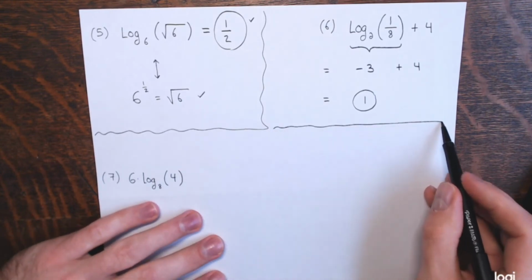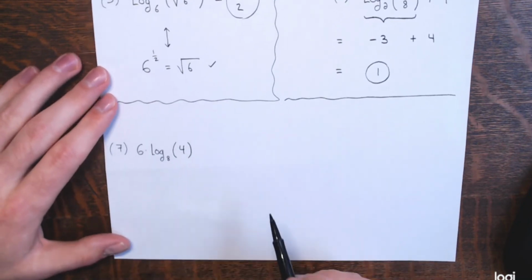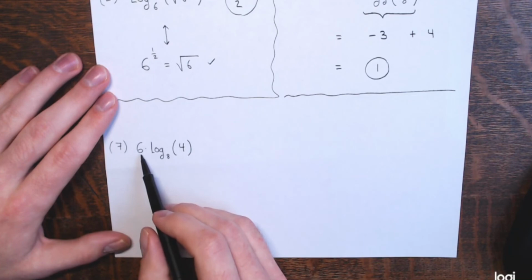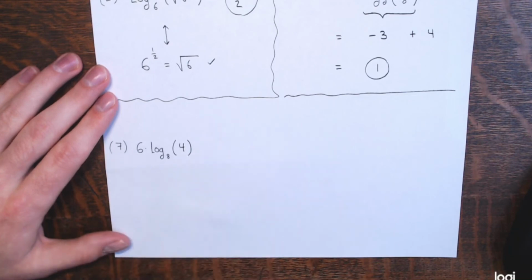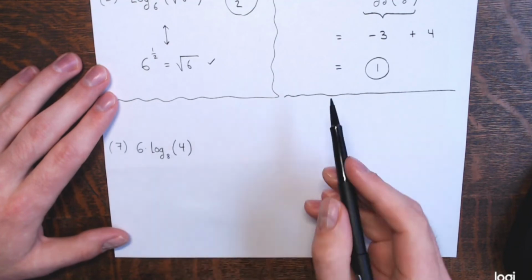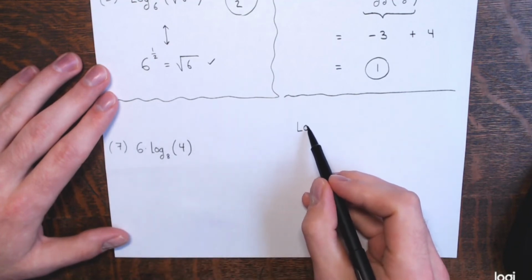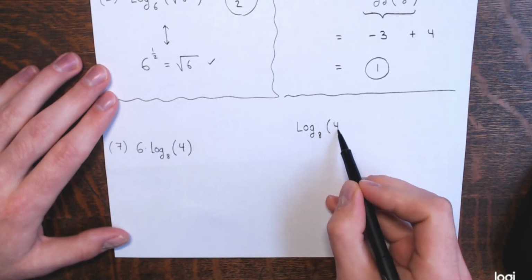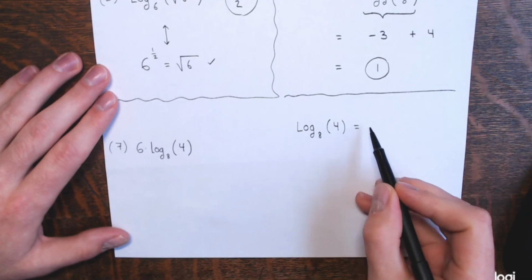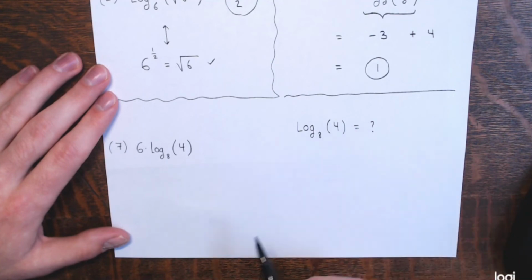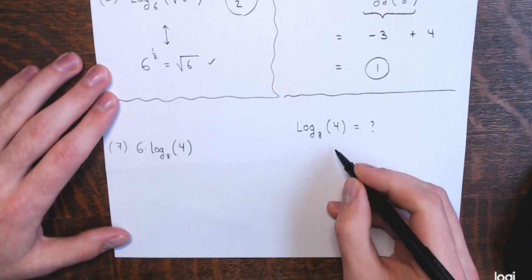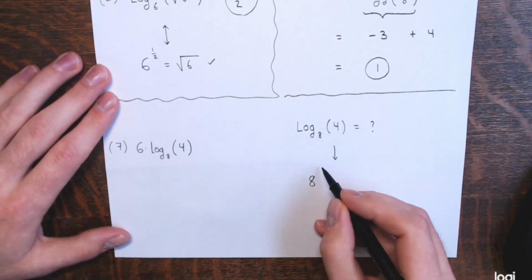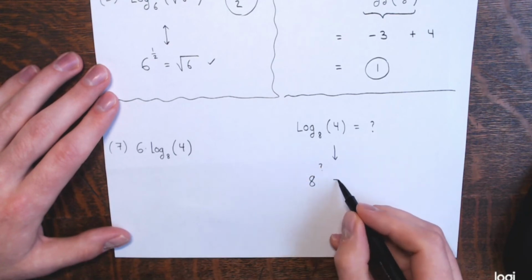All right, then finally, I have a logarithm, but it is multiplied by 6. Now this one's a little tricky. I'll do this off to the side. The log base 8 of 4. Again, I don't know what this equals, so I'll say question mark. Remember, if you change this to exponential form, this means 8 to what power equals 4.